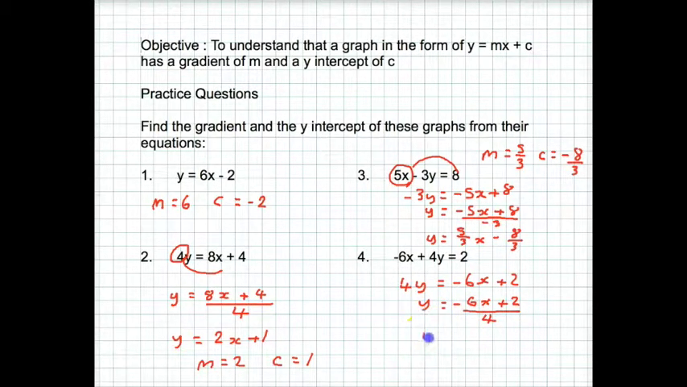Now I simplify it, so y is going to equal, well, negative divided by positive gives a negative. This simplifies to 3 over 2, so I get -3 over 2x. And 2 divided by 4 simplifies to 1/2. So my gradient m is given by -3 over 2, and my y-intercept c is given by 1/2 or 0.5.